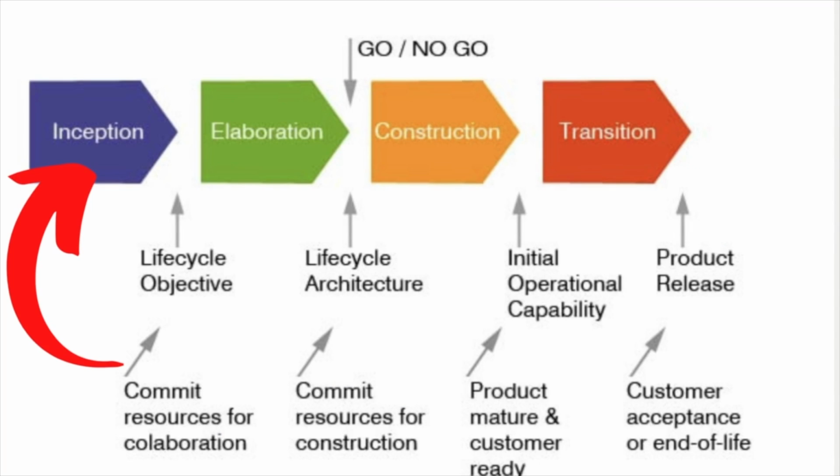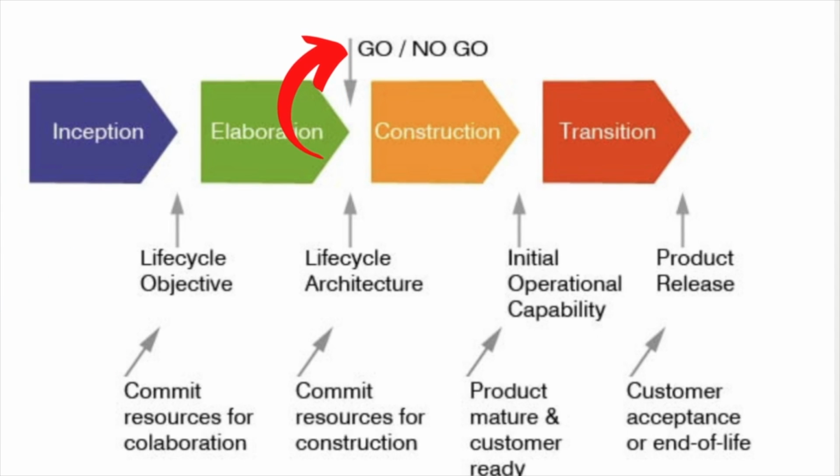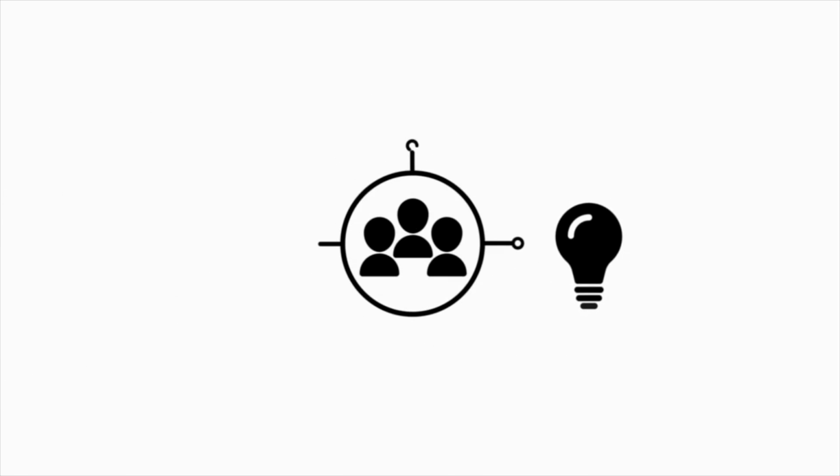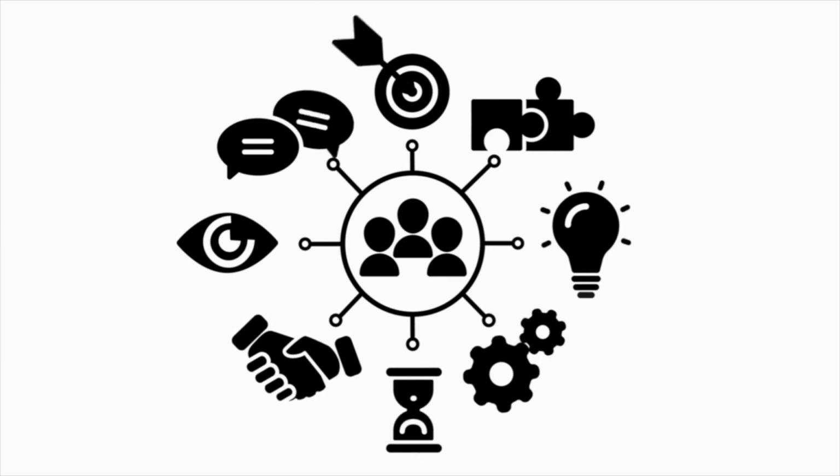What makes RUP special? It's divided by milestones of inception, elaboration, construction, and transition. But it does more. It takes another level. It looks for commitment of resources and collaboration, product maturity and customer readiness, and customer acceptance to end of life. That's a great way to just check, is your project plan simple, doable, and clear to the team? You can lift ideas from RUP that can help you on your project.